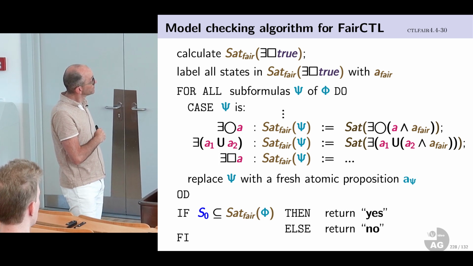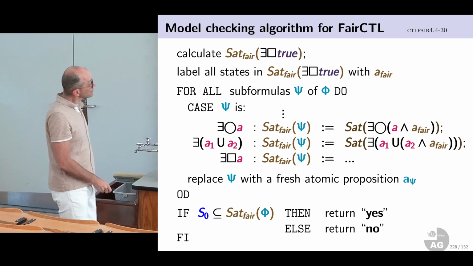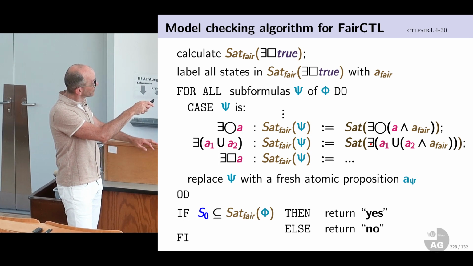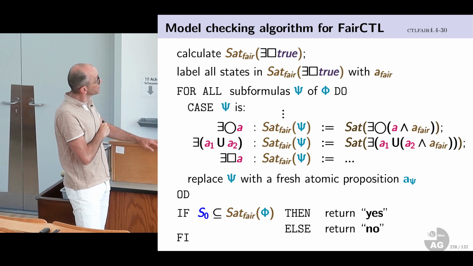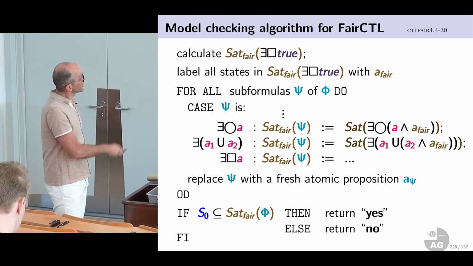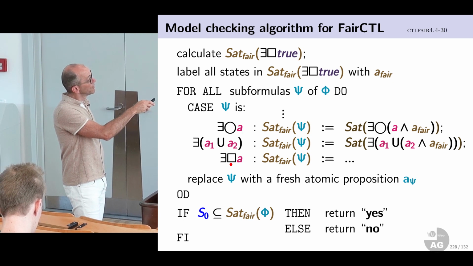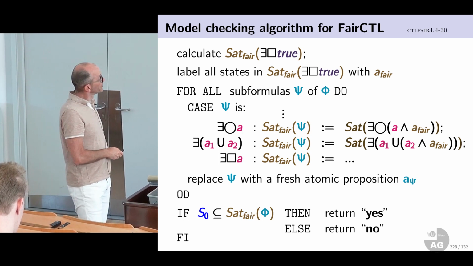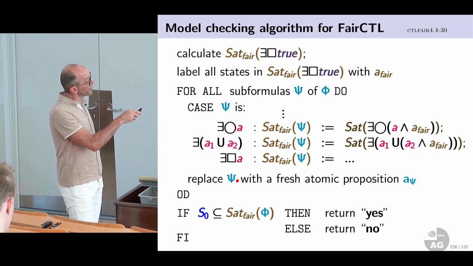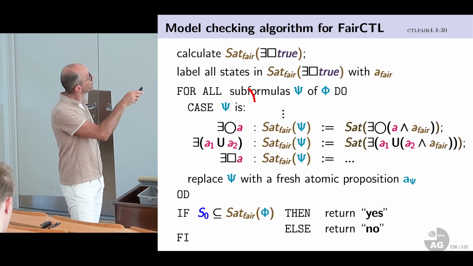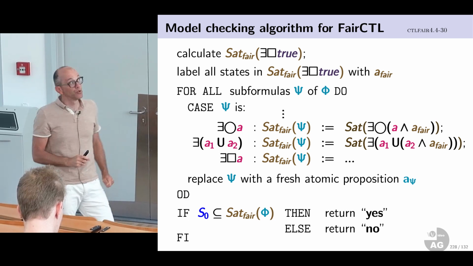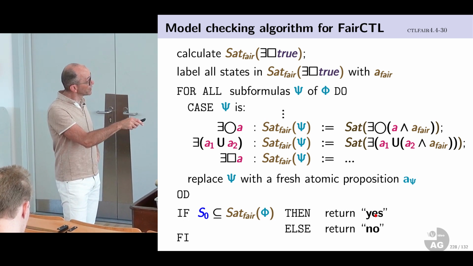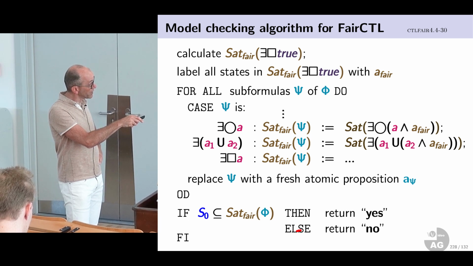You do the same for until. So if you have A1 until A2, you invoke a standard CTL model checker with the CTL formula: there exists a path A1 until A2 and a fair state. And that is the result. For existential box, we just have seen the procedure, at least for the strong fairness case. So you can compute this SAT fair psi there. Then you replace the subformula with a fresh atomic proposition, and then you check if you have checked all the subformulas. At the end, you end up at the root of the tree, and you check whether all initial states satisfy this formula. And then you return yes, and otherwise, if there is an initial state not in that set, you return no.